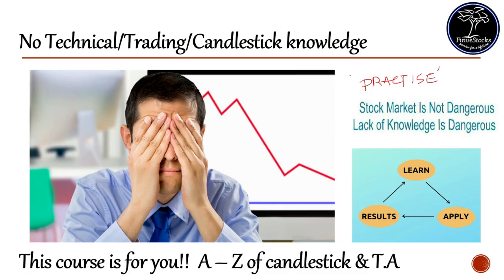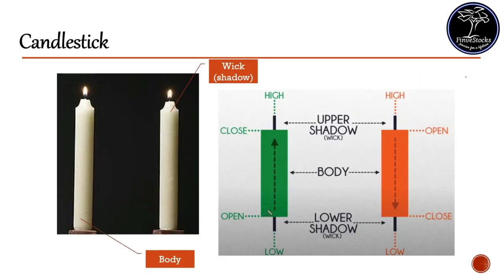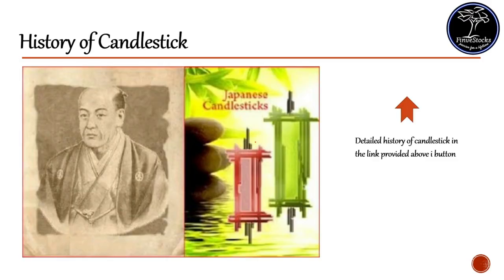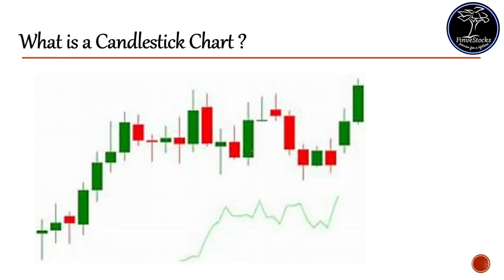Then right away let's jump into what is a candlestick. So candlestick is a type of price chart which is used in technical analysis that displays the low, high, open and closing price of a stock for a specified period. It originated from Japan rice merchants. The history of candlestick I explained in my earlier videos. Kindly click the I button above to see the history of candlestick. So what is a candlestick chart? Candlestick chart is nothing but a method of reading price chart made up of candlestick.